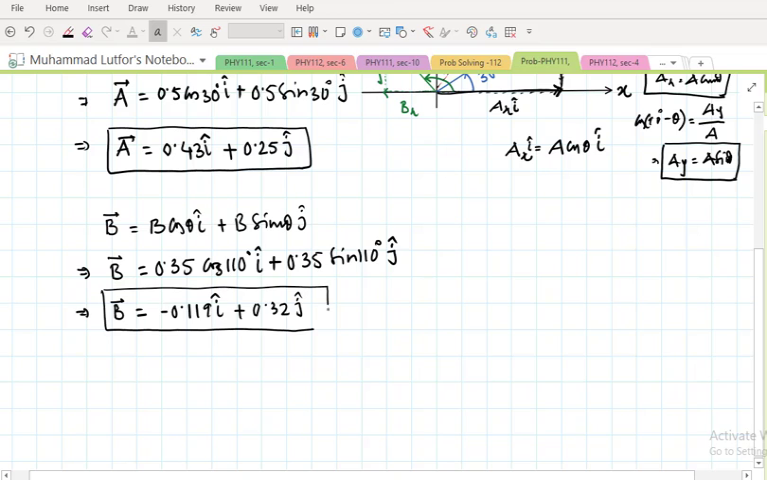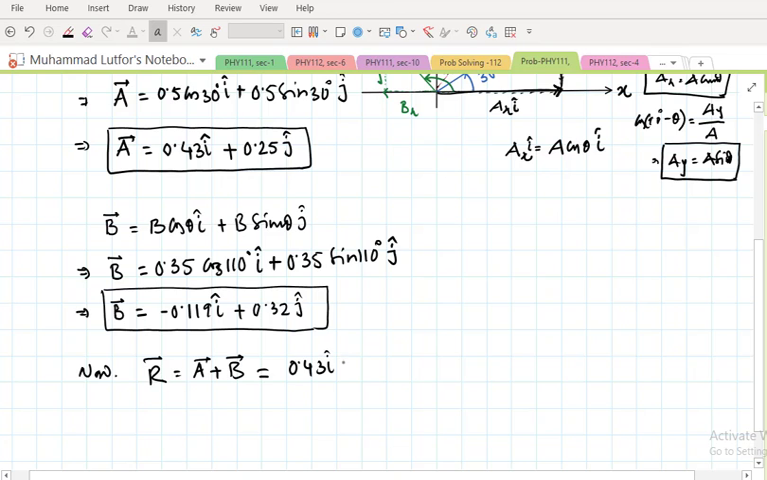Now I'm going to add them together to find the resultant. Your resultant vector R would be vector A plus vector B. Unless you express these vectors in terms of i and j, that means in terms of unit vectors, you cannot add them. So we have to express them in terms of unit vectors, otherwise we cannot add these two vectors. So then what would that be?